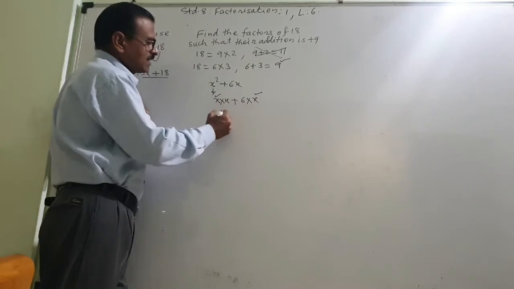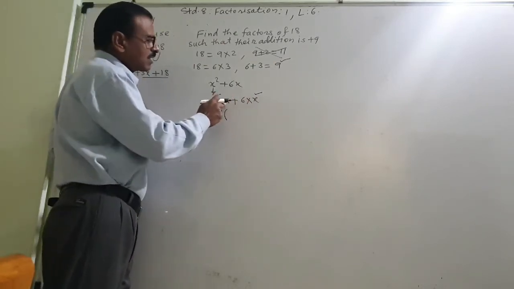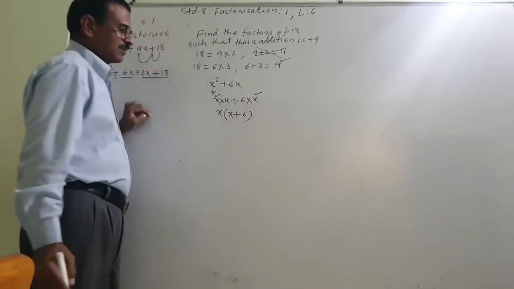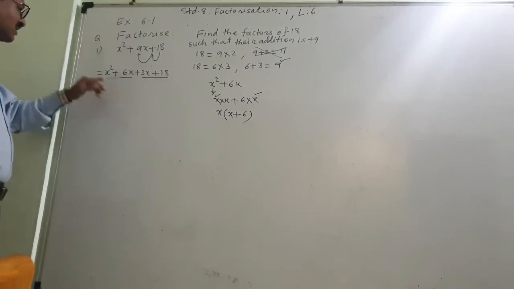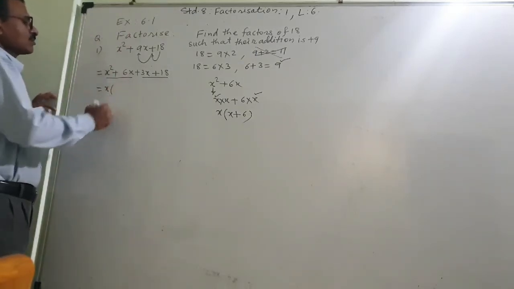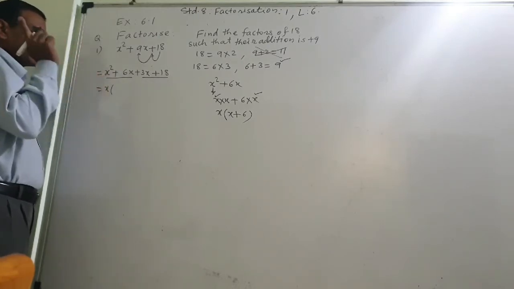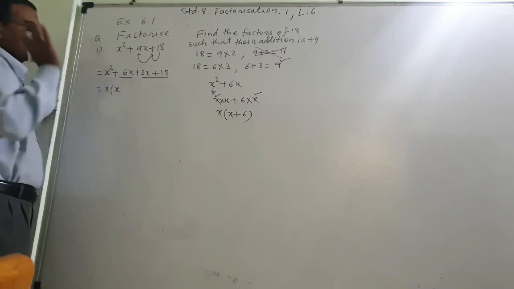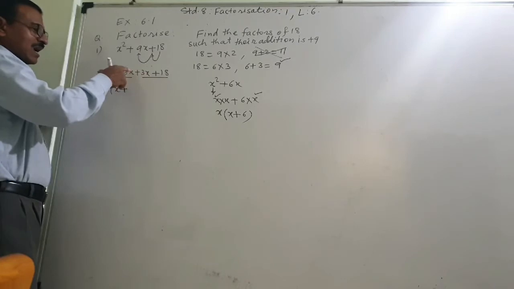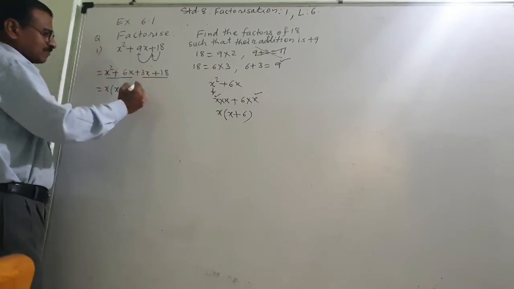So this x is taken out of the bracket. What is remaining? x is remaining, plus 6 is remaining. From this, x into x, and this 6 into x, x is common. 1 x we have taken out, so 1 x will remain inside. Plus, now this is 6 into x, out of that x is taken, so 6 will remain.